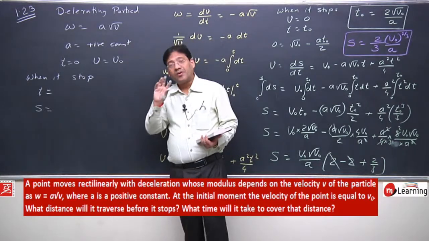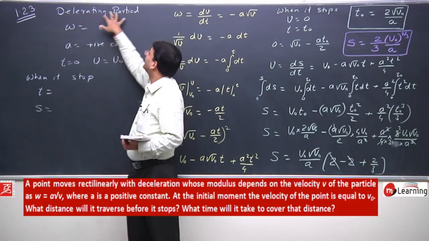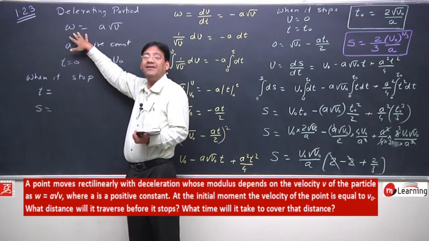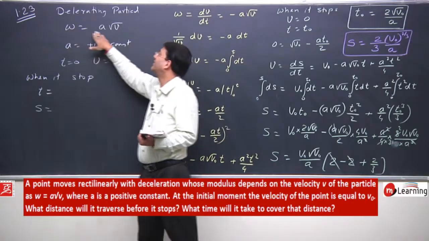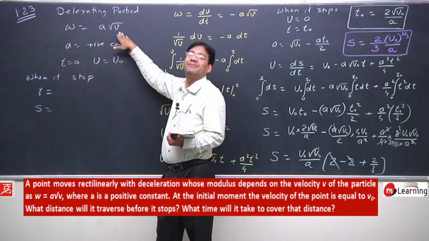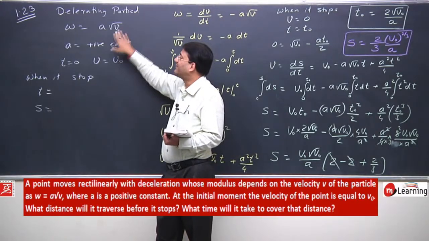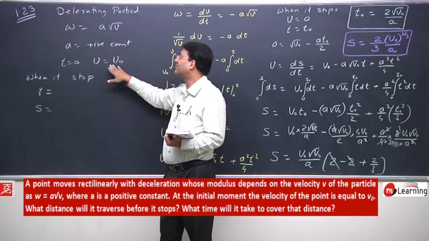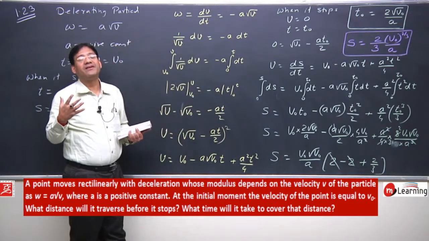मैं एक और बार पूरे प्रॉब्लम को समझाता हूं, करने के तरीके को. प्रॉब्लम क्या दिया हुआ था, a decelerating particle traveling in a line, a decelerating particle where moduli of deceleration is a root v, means particle decelerates and the function of deceleration is given in terms of velocity. Here a is a positive constant. Initially particle is moving with velocity v naught. When it stops, what is the distance traveled before it and what is the time?